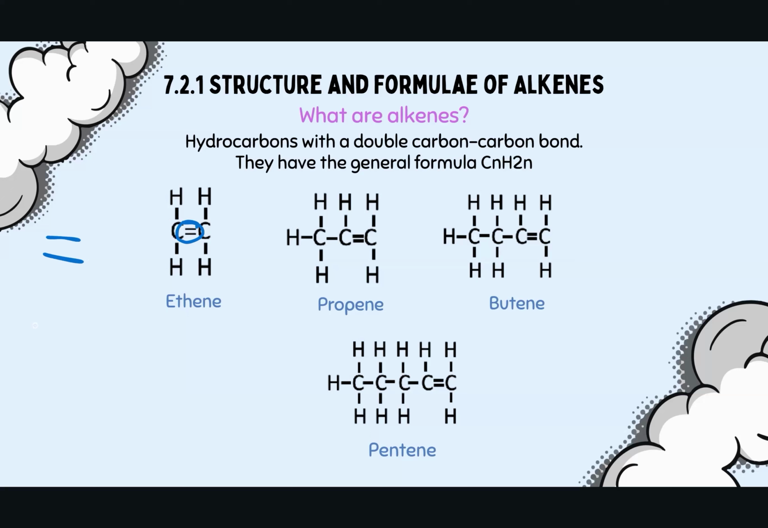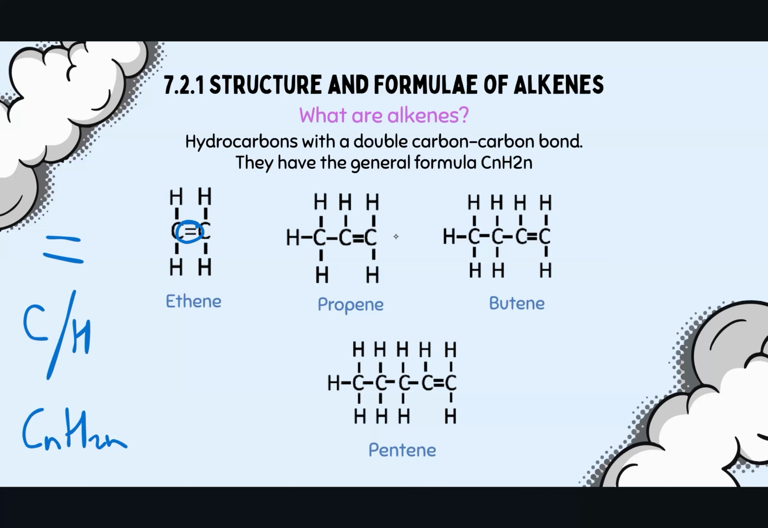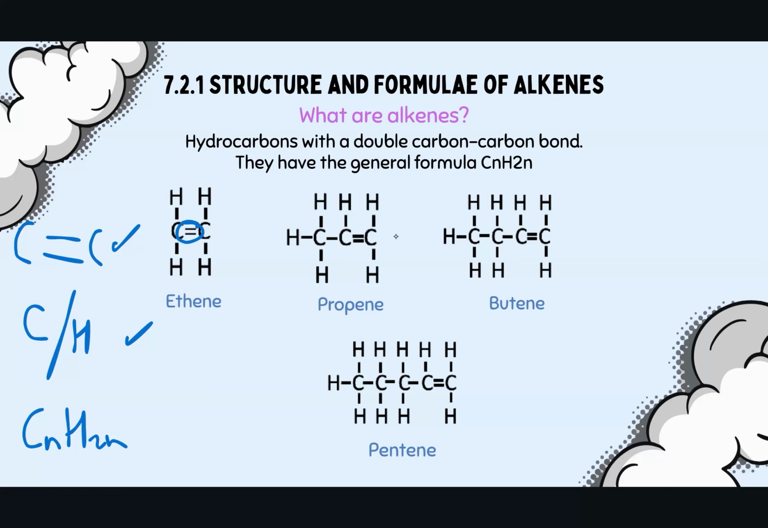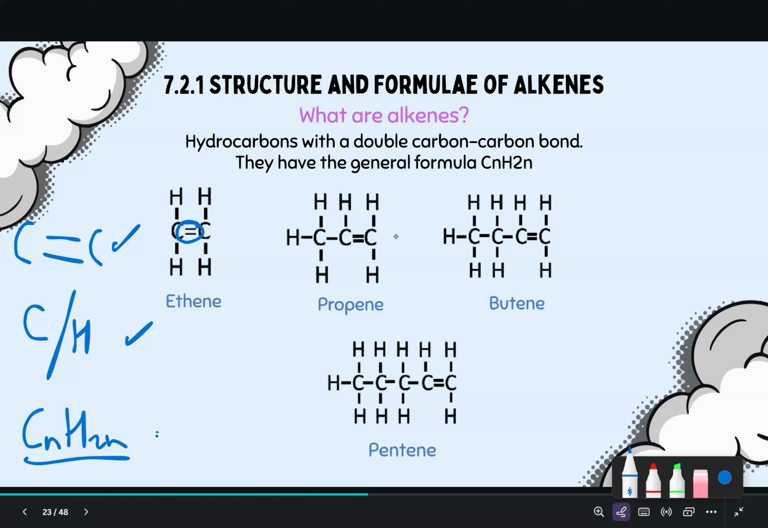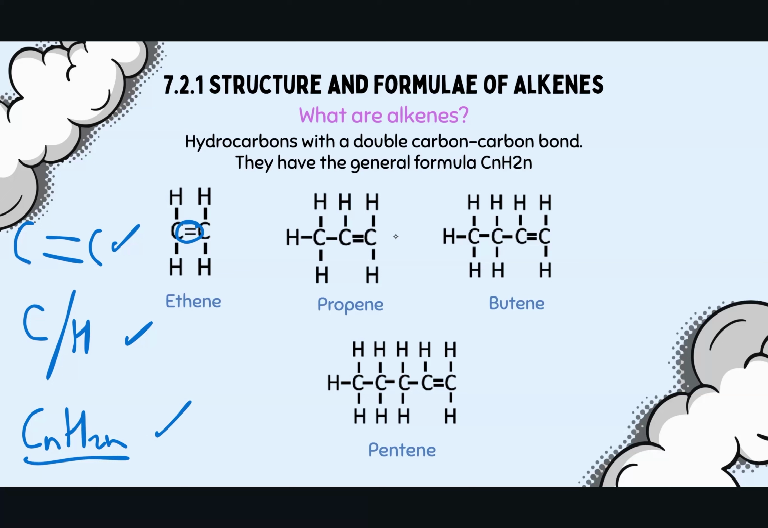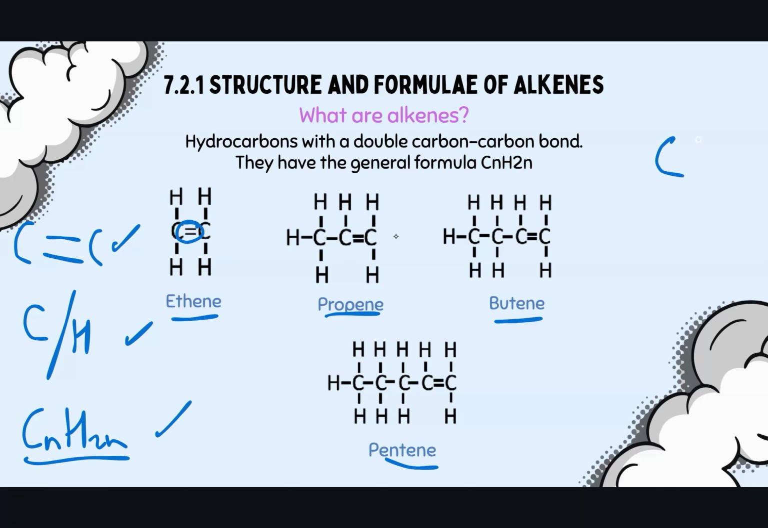So alkenes are made of only carbon and hydrogen. The double bond is between carbons, by the way. It follows this general formula, CnH2n, meaning there's always twice as many hydrogens compared to carbon. Now, why can we not have methane? Because here it shows ethene, propene, butene, pentene, but why no methane? That's because there's only one carbon, so it can't make a double bond with anything.